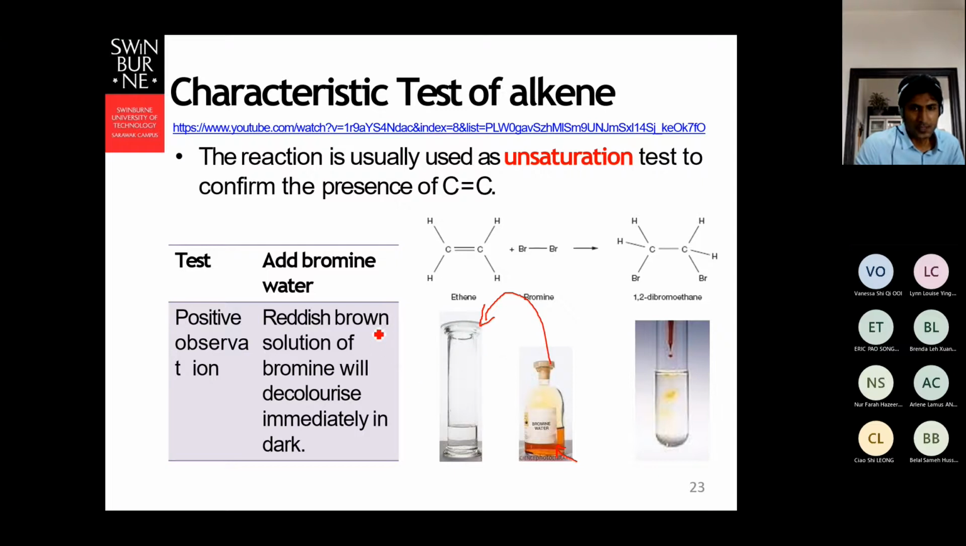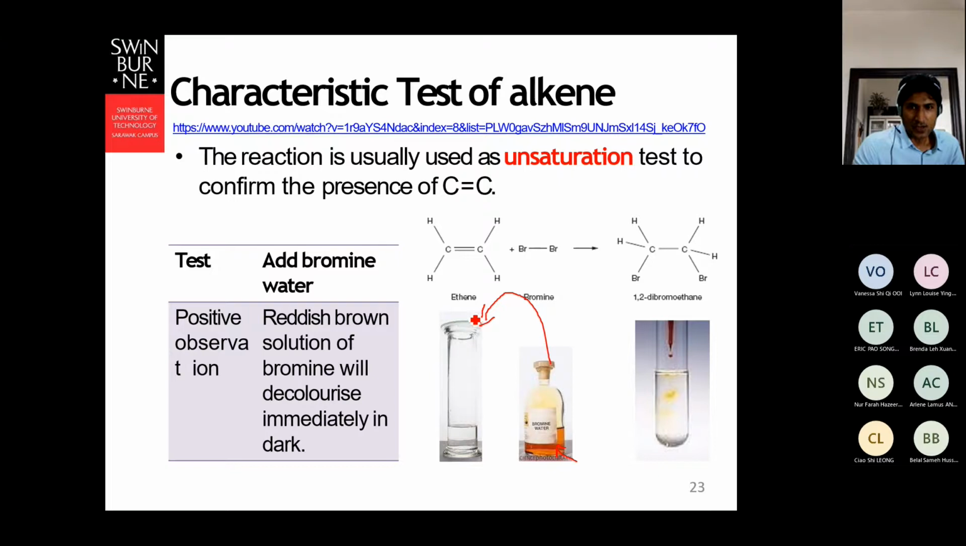We will be doing this in the lab, okay? But when you use this bromine water, be very careful. Once you have used it, cap it. Don't leave it open. It is not good for our health to inhale.